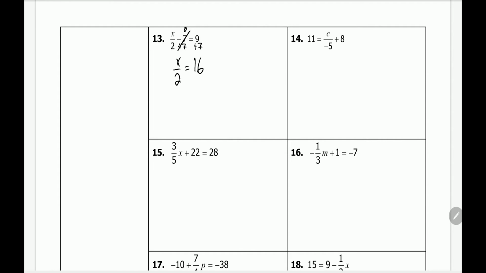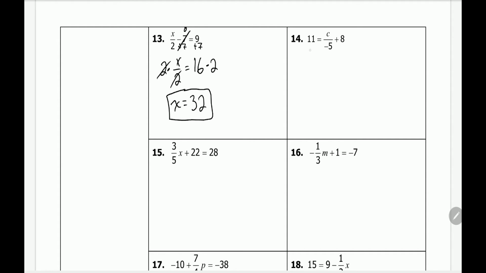And now we have to get rid of this division by 2. And the way we do that is, since 2 is dividing, we're going to multiply by 2. So, 2 times x over 2, well, these 2's cancel. We're left with x is equal to 16 times 2 is 32. That's our answer.